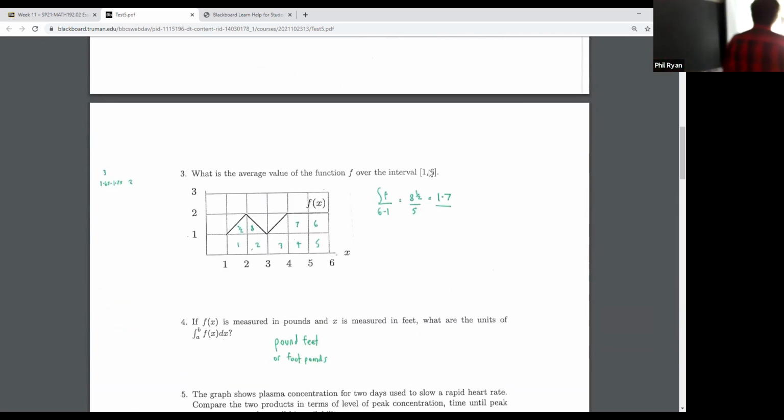Here, the average value question. You would have integrated this by adding up all the squares. You would have found that there were 8.5 squares there. Divided by the interval of 5, you would have gotten 1.7.